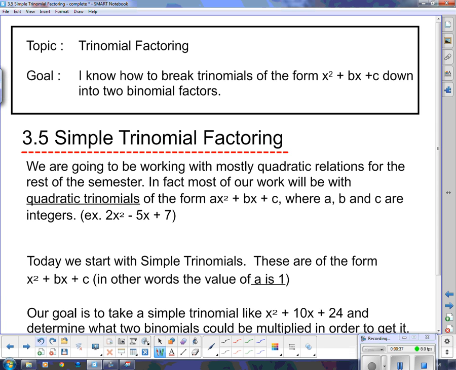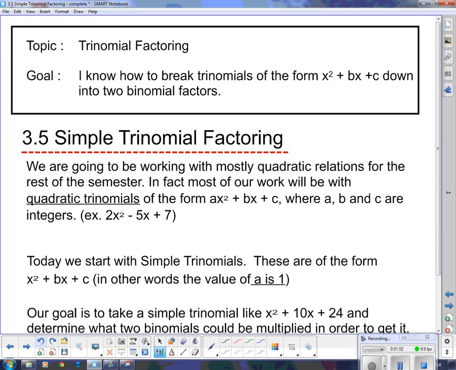So we're going to be working mostly with quadratic trinomials of this form, where a, b, and c are integers. Now, if you compare the two things here, here's an example where this 2 is the same as this a, this negative 5 is the coefficient of x, so it's the b, and this plus 7 is our constant term, so it corresponds to the c.